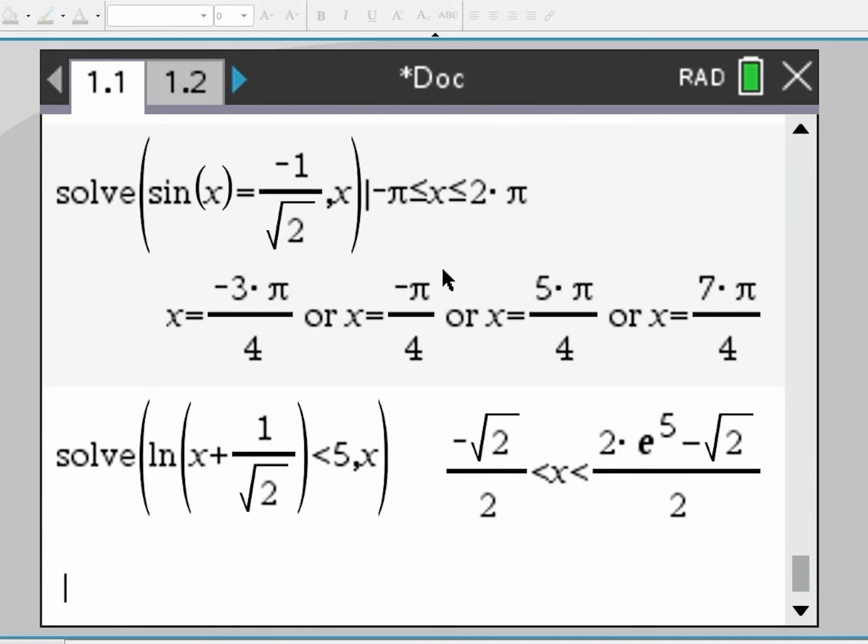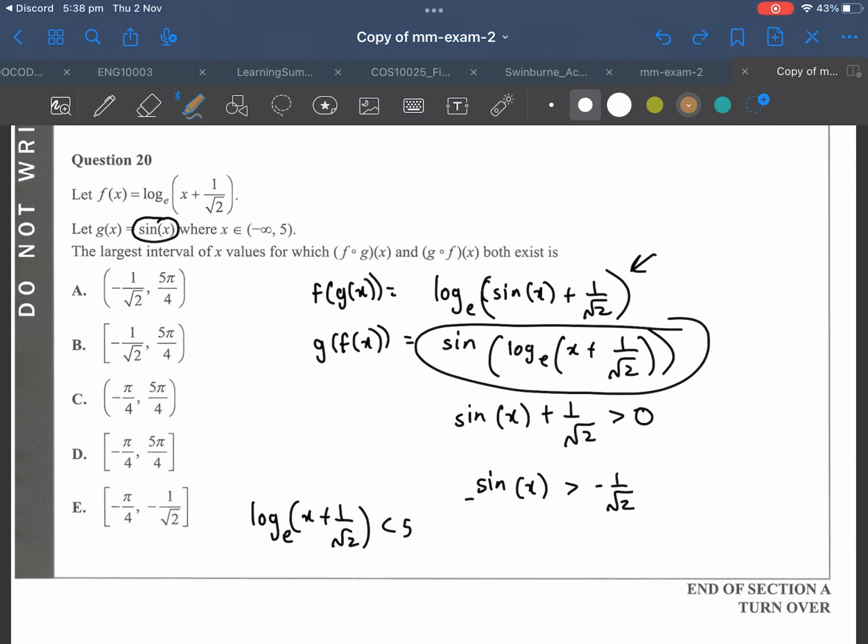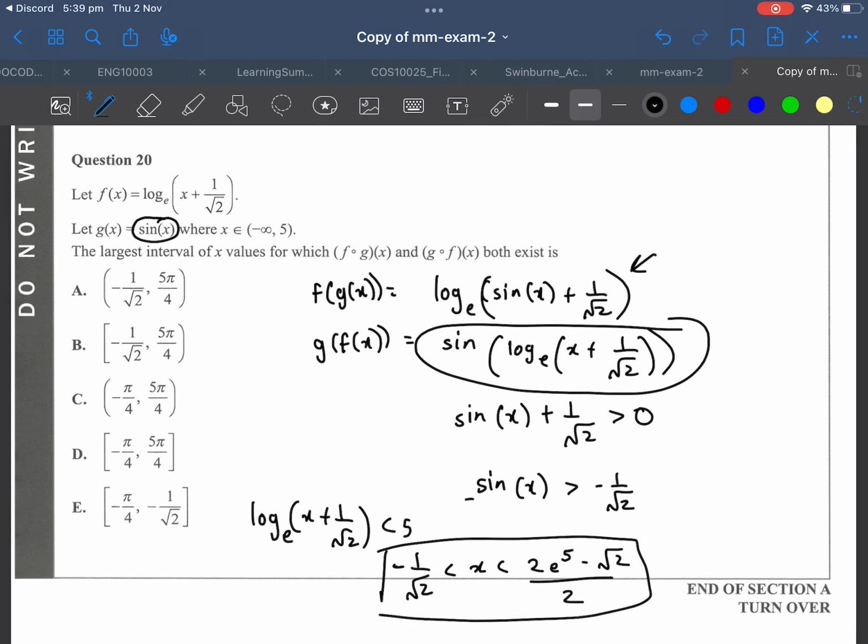Will it give me a solution? Okay, so this gave us a domain of negative 1 on root 2 less than x less than 2e to the power of 5 minus root 2 on 2. So this is a domain that we got from solving this over here. Now we need to do something about this. So what would be a good domain for this?